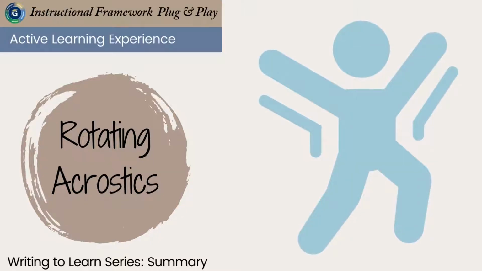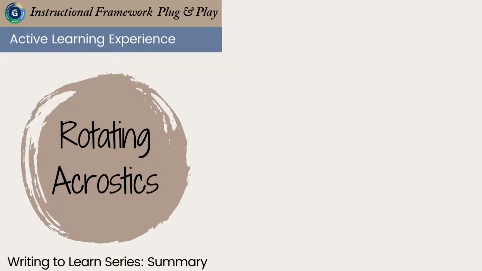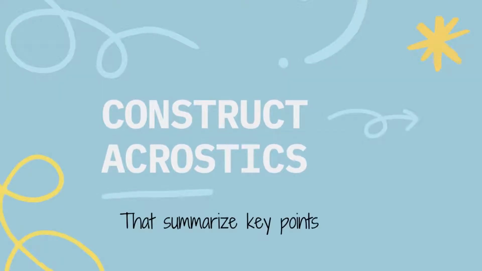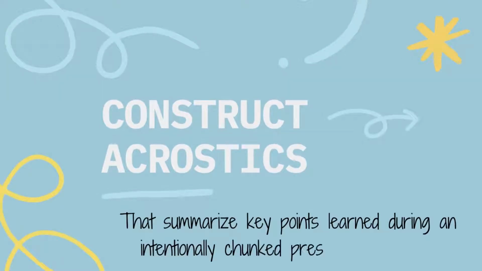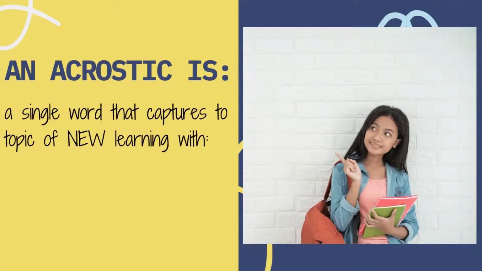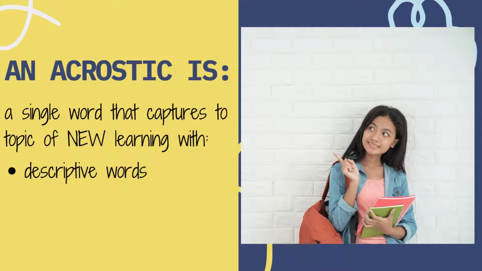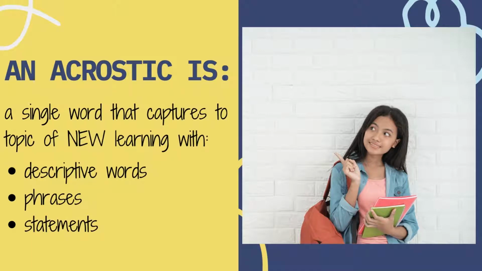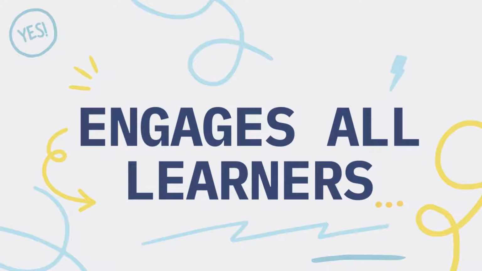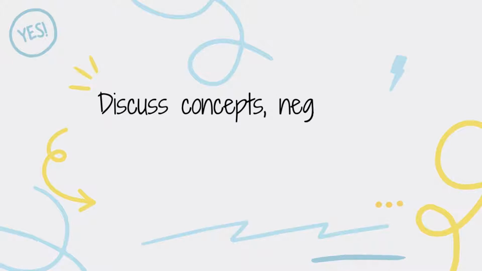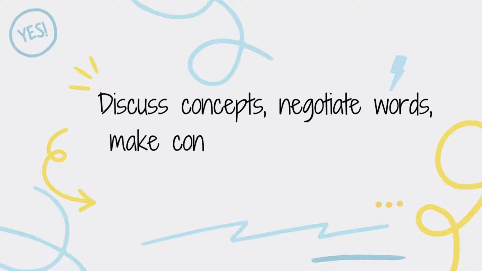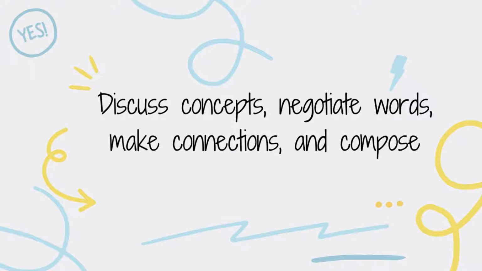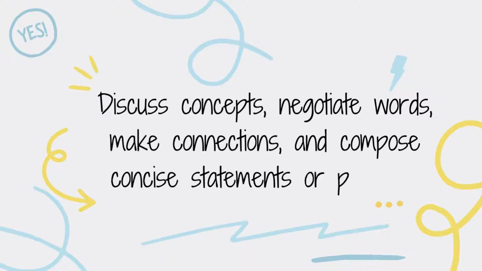The rotating acrostics summary active learning experience prompts students to construct acrostics that summarize key points learned during an intentionally chunked presentation or text. An acrostic is a single word that captures the topic of new learning with descriptive words, phrases, or statements that are formed from each letter of the word. This technique engages all learners as they discuss concepts, negotiate words, make connections, and compose concise statements or phrases that capture the gist of new content.